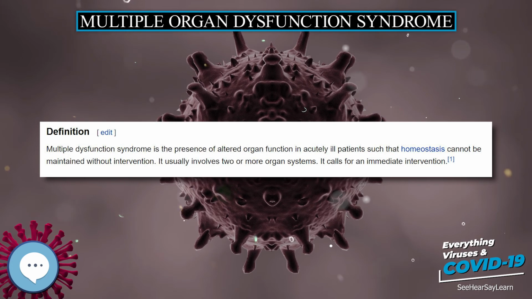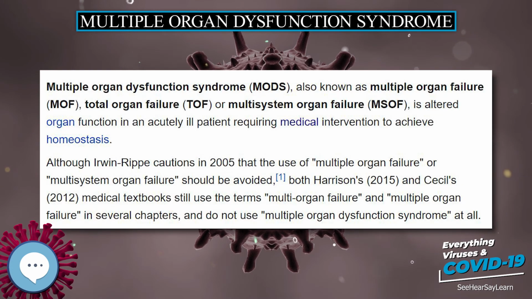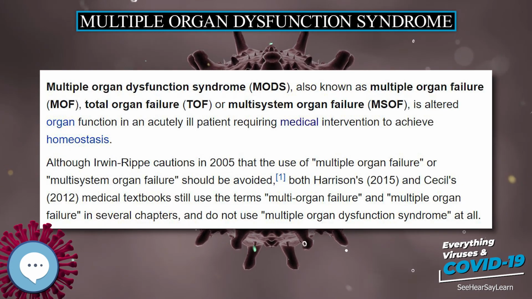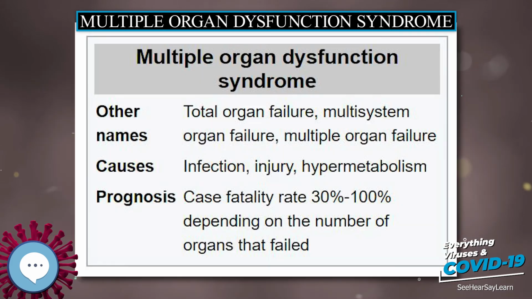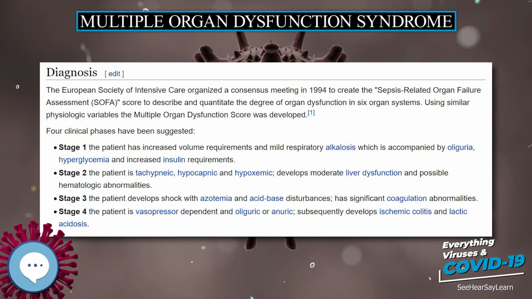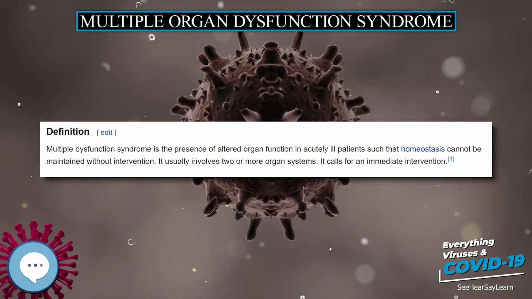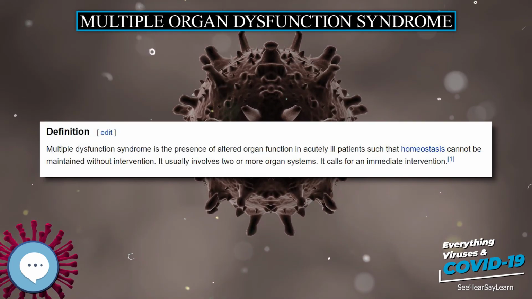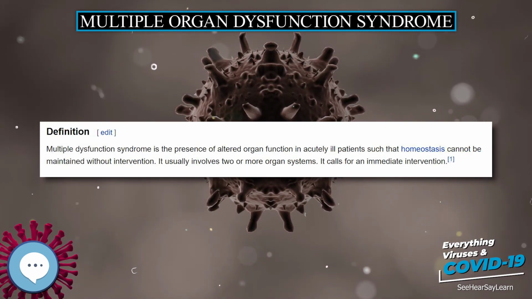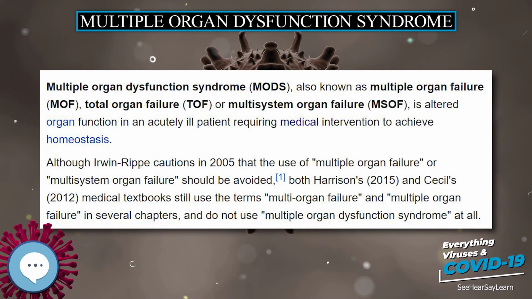Definition. Multiple organ dysfunction syndrome is the presence of altered organ function in acutely ill patients such that homeostasis cannot be maintained without intervention. It usually involves 2 or more organ systems. It calls for an immediate intervention. Management. At present, there is no drug or device that can reverse organ failure that has been judged by the healthcare team to be medically and/or surgically irreversible.